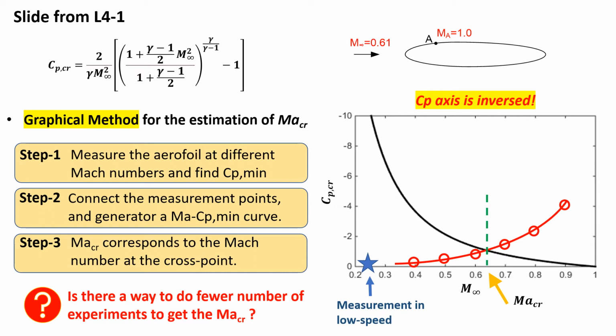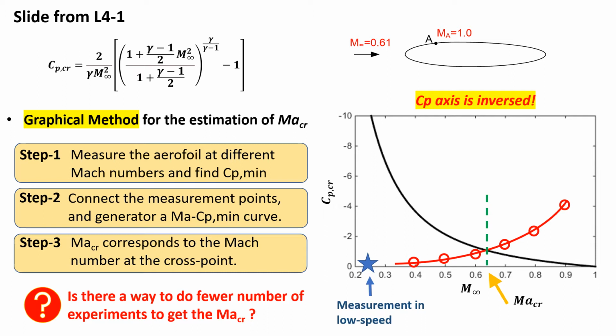And what we did is do multiple high-speed measurements and then find the CP minimum, and then get such connections of the measurement points and find the cross-section between the two curves. The Mach number at the cross-sectional point is the critical Mach number.